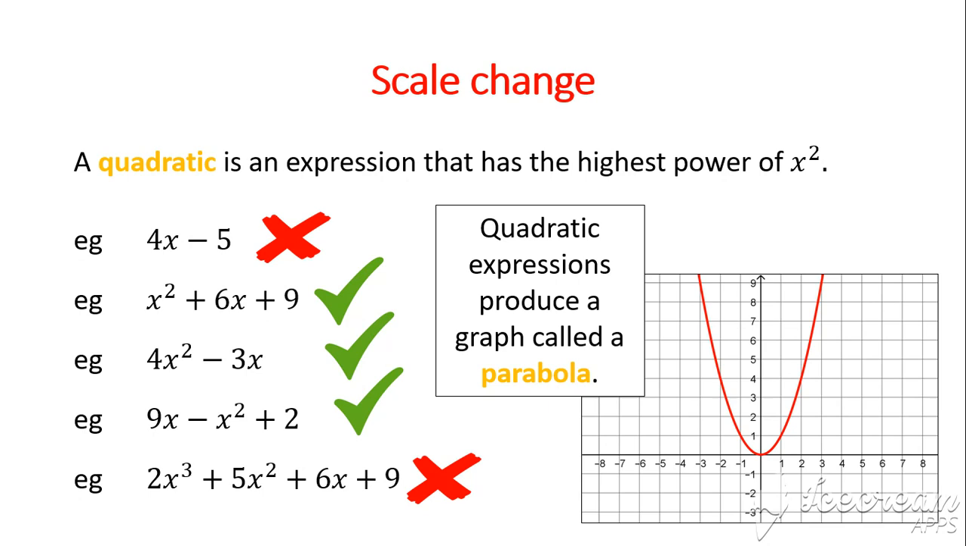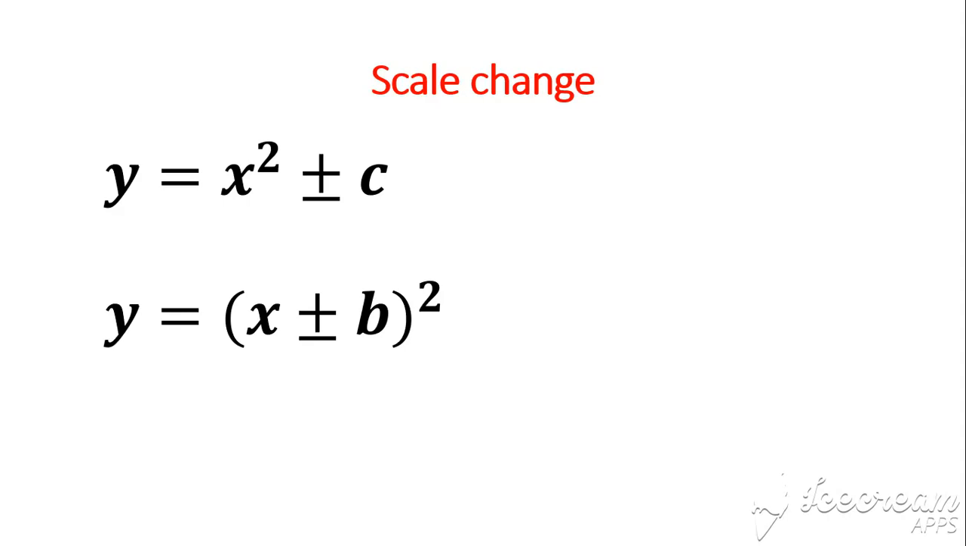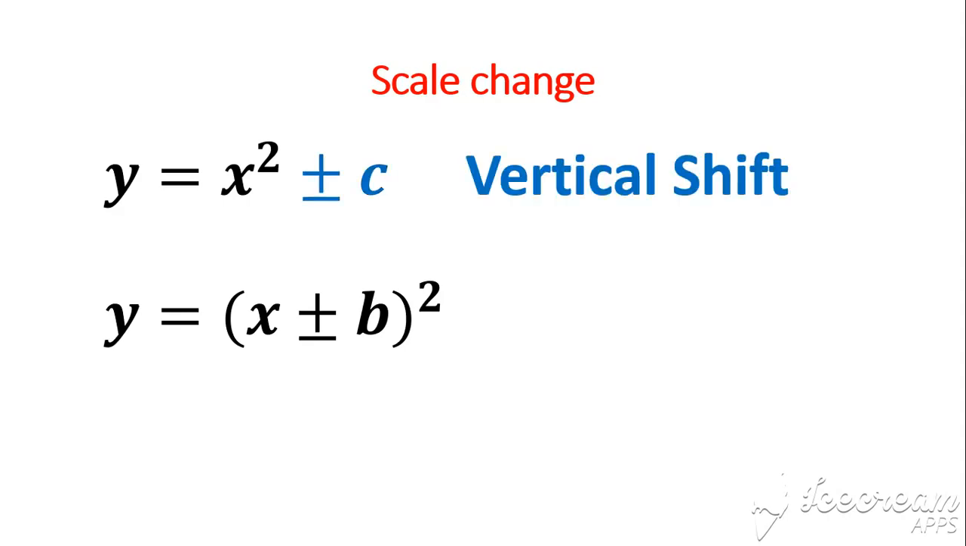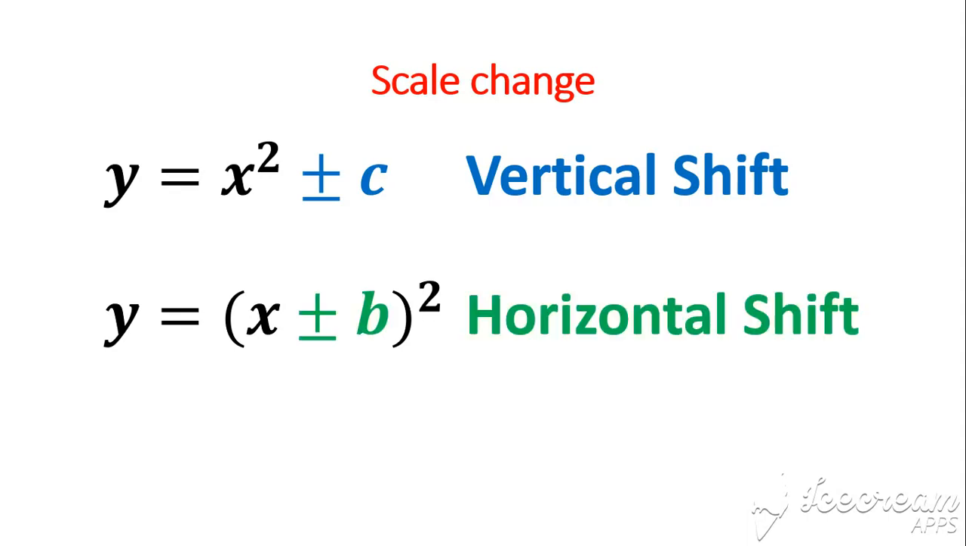Okay, we know quadratics are expressions that have the highest power of x squared, and they produce graphs called parabolas. In the last video, we chatted about this idea of adding a number c or subtracting c to the end of x squared, and that does a vertical shift, moves the graph up or down. And we also talked about putting a number inside brackets, and that represents a horizontal shift. Just remember, if it's plus 3 in brackets, we're moving to the left 3 squares. So do the opposite for your brackets.